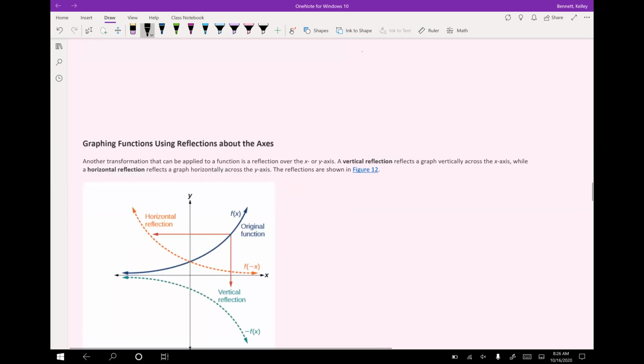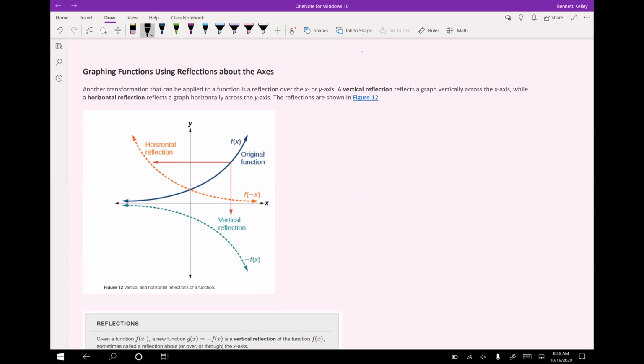So in the next video, we're going to talk about graphing functions using reflections about the axis, and I will see you shortly for that.